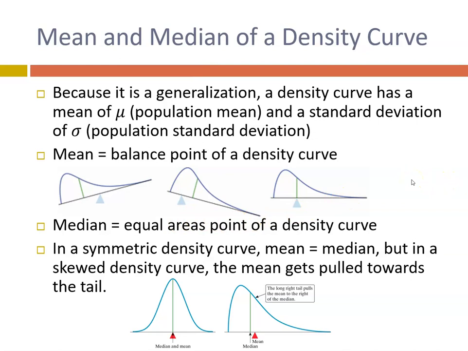So if it is a symmetric density curve, the mean and the median are going to be equal. But in the skewed one, the mean gets pulled towards the tail. Okay. You can see that in this example here: I've got a symmetric one where they're the same, but in this one we have the median that's been pulled and the mean is pulled even more.